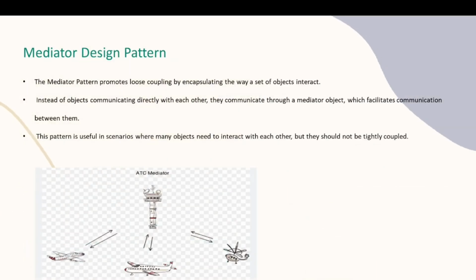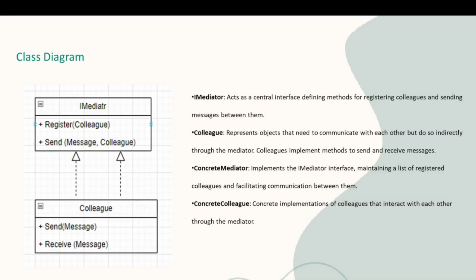The mediator actually promotes loose coupling. Instead of the objects communicating with each other directly, there is always someone called a mediator through which they communicate. This is useful in scenarios where many objects need to interact with each other, but they should not be tightly coupled. This is the class diagram.